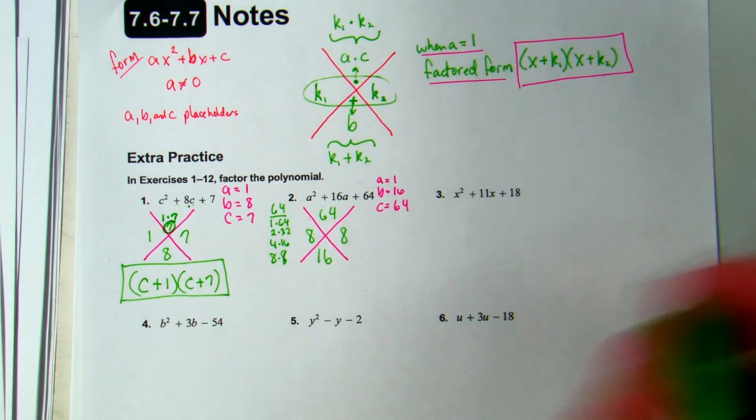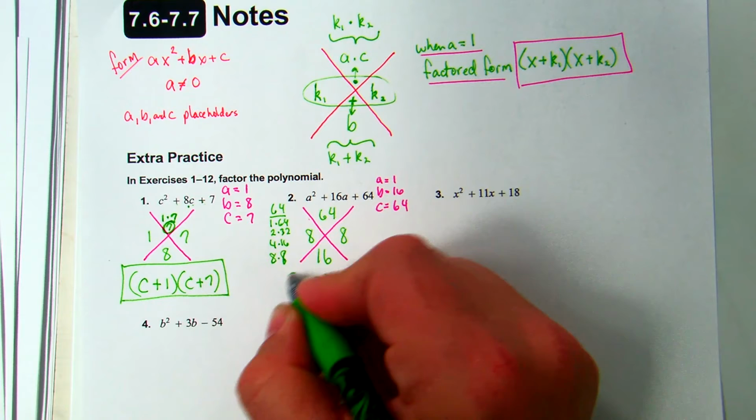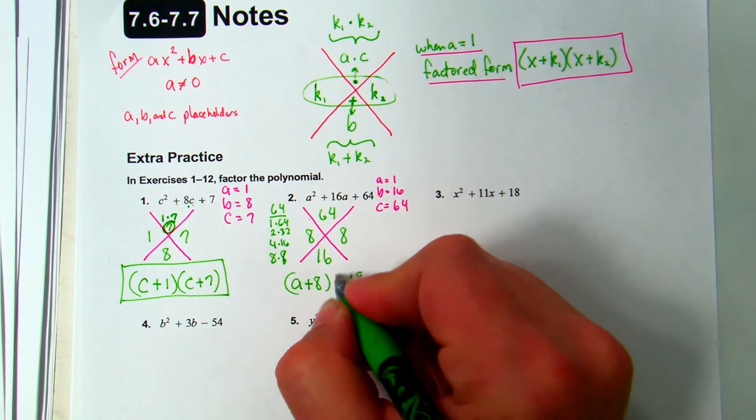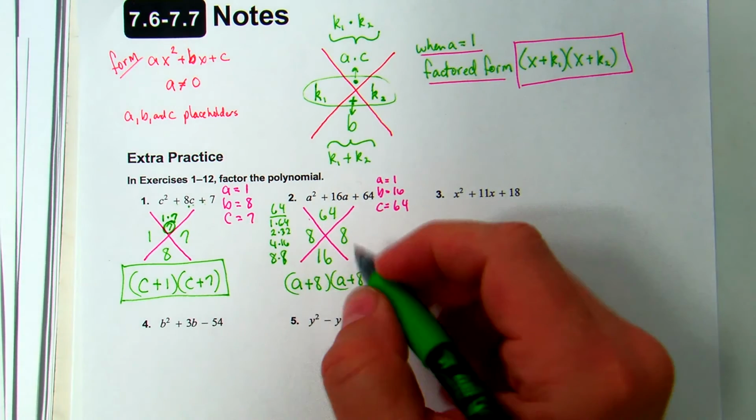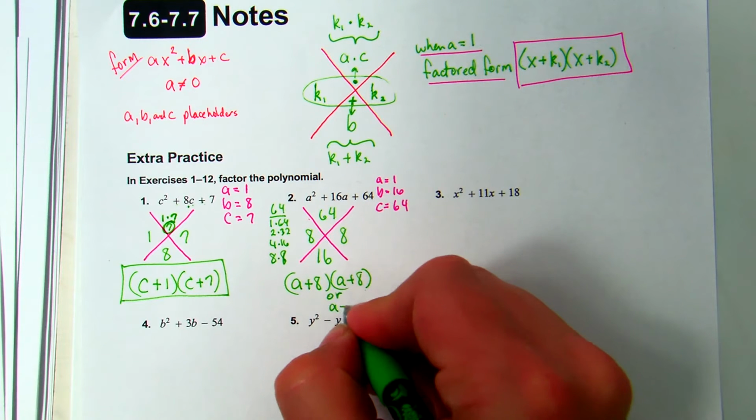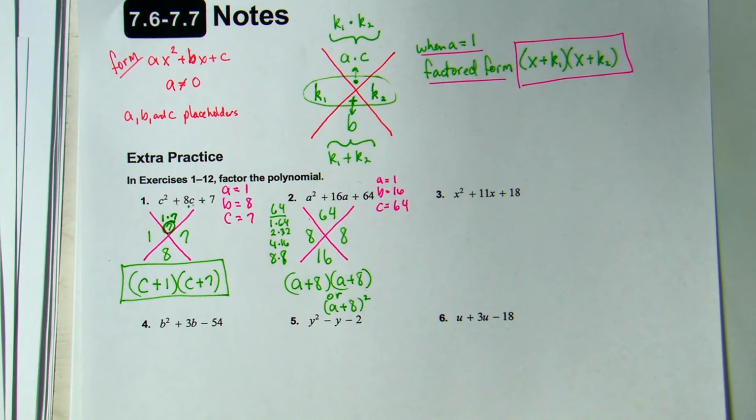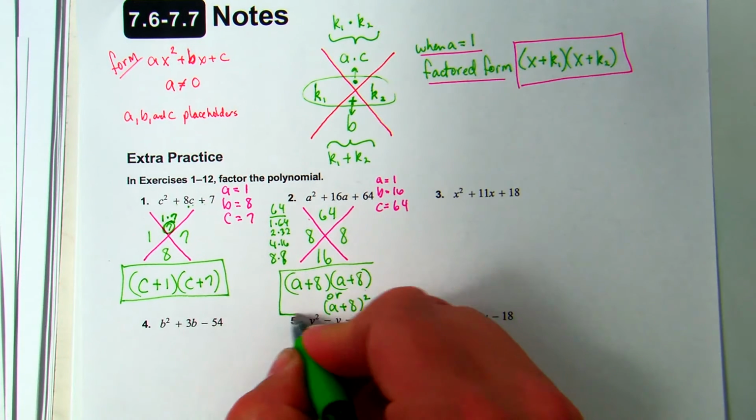Now we can write our answer. A plus 8 times A plus 8. And there you go. Now you could rewrite this as A plus 8 squared if you wanted to. Either one of those answers would be correct.